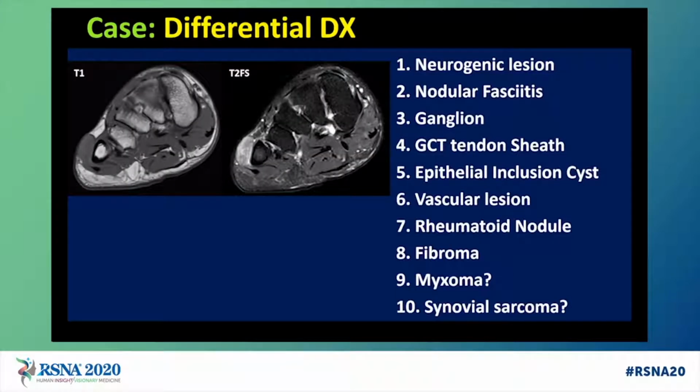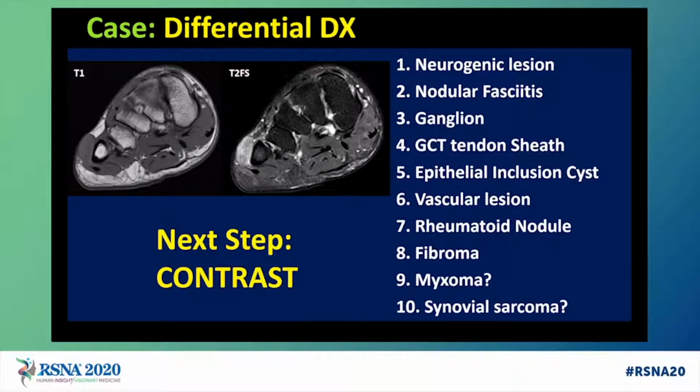When we are presented with a soft tissue mass in the lower extremity that's well defined and localized, we have quite a long list of items in our differential diagnosis, which I've listed on the right-hand side, those including neurogenic lesion, nodular fasciitis, ganglion, giant cell tendon sheath, epithelial inclusion cyst, vascular lesions, rheumatoid nodules or fibromas, as well as myxomas or synovial sarcomas. So how do we differentiate between these lesions?